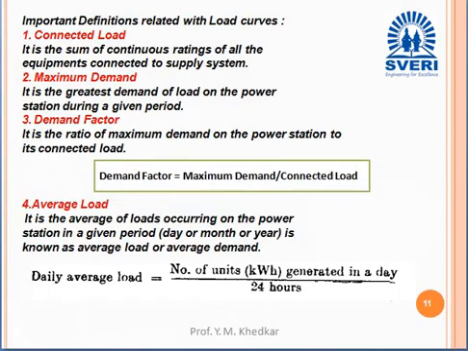The fourth definition is of the average load. The average load occurring on the power station for a period, day or month or year, is known as the average load or the average demand. And we know how we can calculate the average load. If we want to calculate the average load for the day, then the number of units generated or consumed in a day divided by 24 hours is the formula. If you want the average load of the month, then we will have to multiply 24 into 30. If you want to calculate the yearly average load, then you will have to take 24 into 365, which is nothing but 8760.